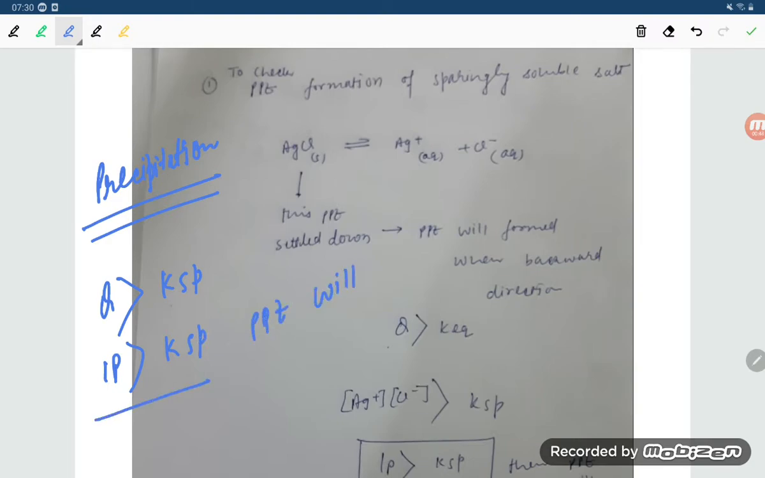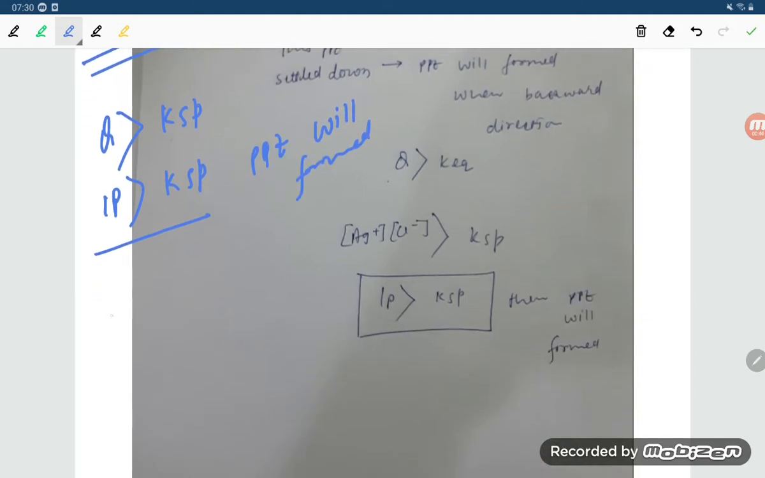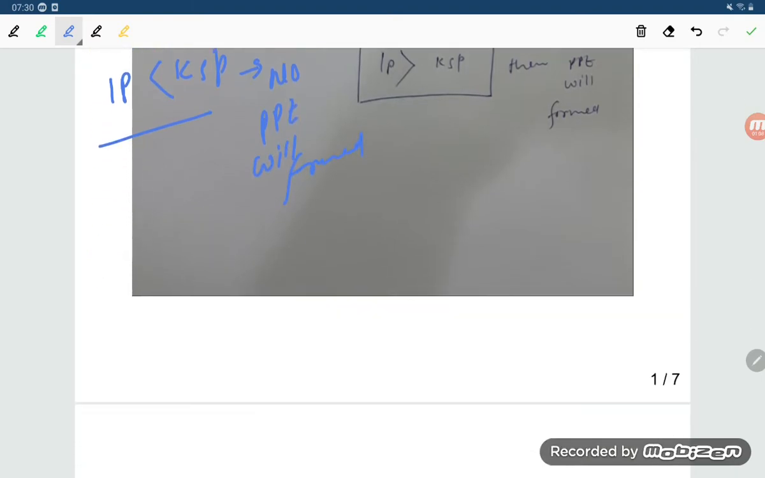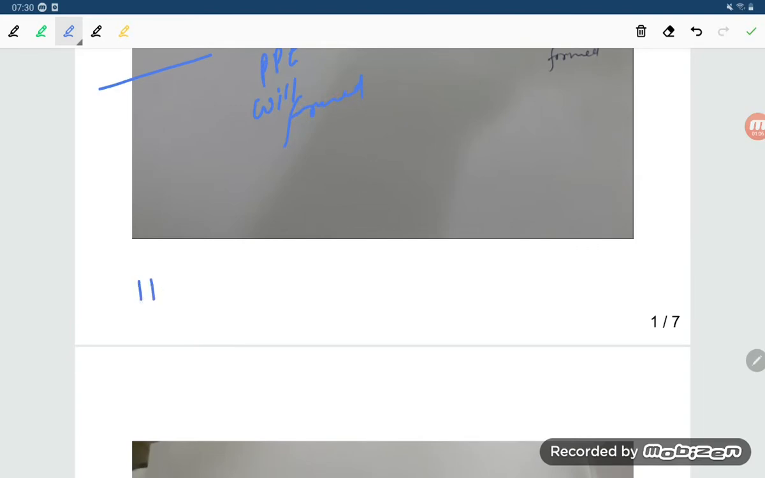PPT will form. And suppose the condition is that KSP is greater than ionic product, so all the ions will dissolve, so no PPT will form. Okay. And another condition is also there, where IP is equal to KSP. This is the condition of saturation. So this point we have to keep in mind.